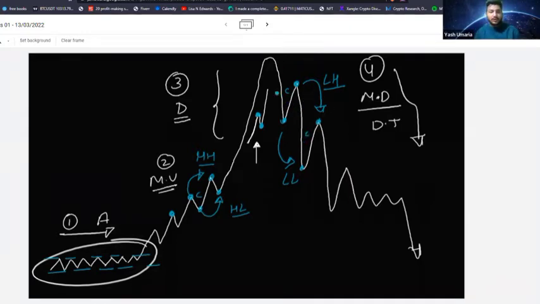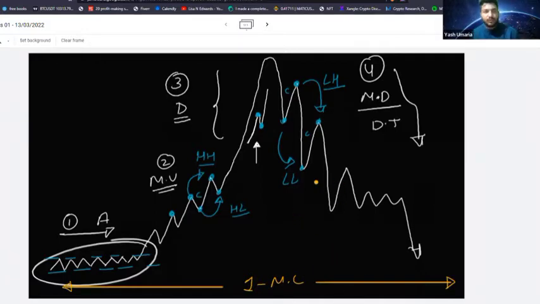Now once all four phases get completed, one market cycle is completed. Okay. So let me just draw one straight line. One market cycle is completed from this point to this point.